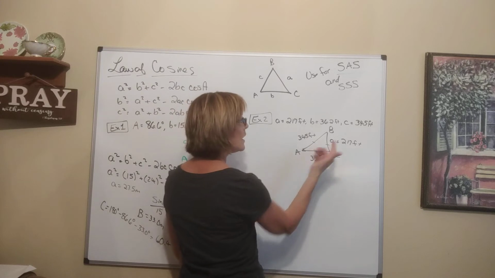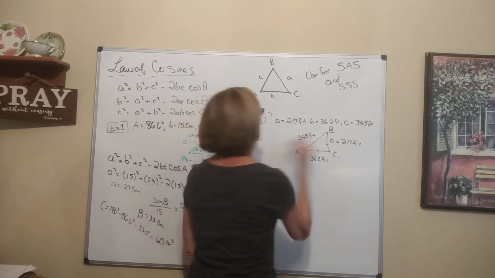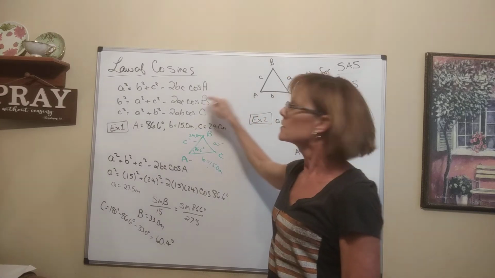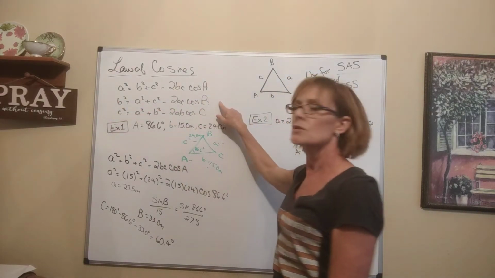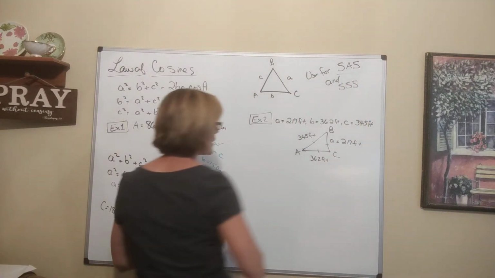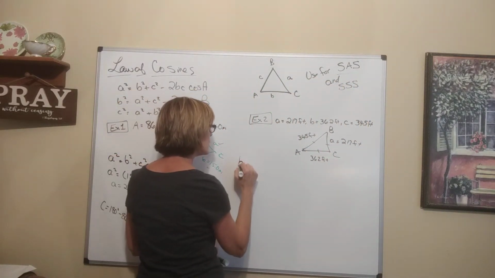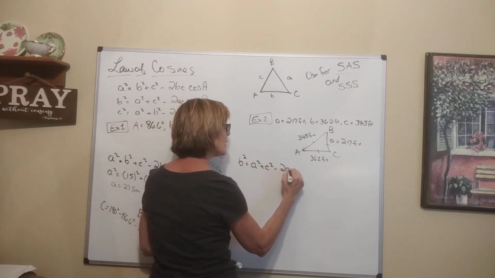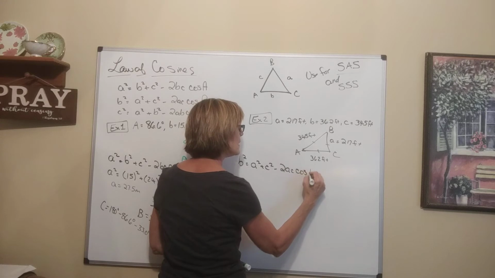What do I do? If I want angle B, I choose the only formula that has angle B in it. The middle one. It starts with little b on that side, and it ends with angle B on that side. So use the b squared. So here's the formula. b squared is a squared plus c squared minus 2ac times the cosine of angle B.